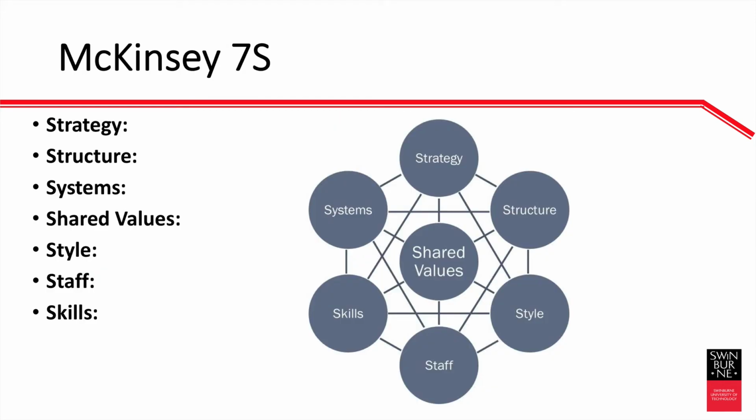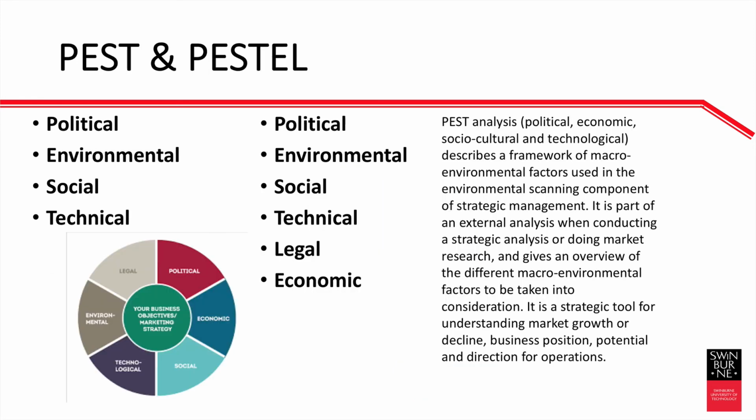The McKinsey 7S model looks at things starting with S: strategy, structure, systems, shared values, style, staff, and skills. And this is how they would analyze an organization and make recommendations on what actions are required to grow the business. There are the PEST and PESTLE models.